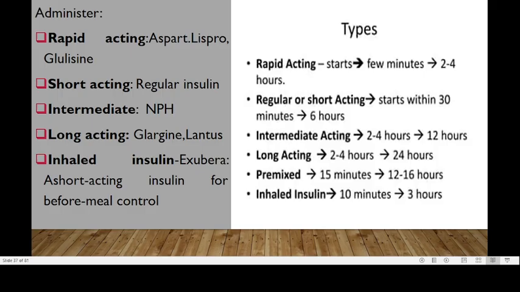We also have intermediate-acting insulin, mostly the NPH, neutral protamine Hagedorn, which will start working between 2 to 4 hours and has a duration of 12 hours. That means you need 2 doses in a day. Long-acting insulin like glargine and Lantus takes about 2 to 4 hours to act, and then acts for a full duration of 24 hours, so you just need a single dose in a day. We also have inhaled insulin, Exubera, which works within 10 minutes and for a period of about 3 hours.